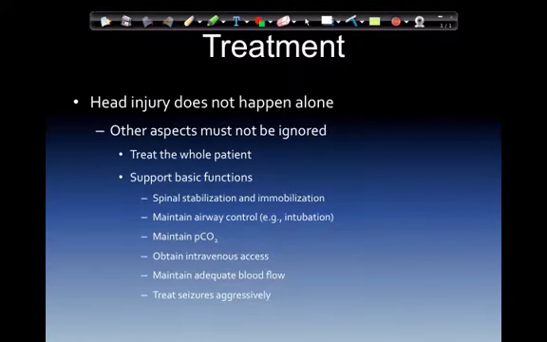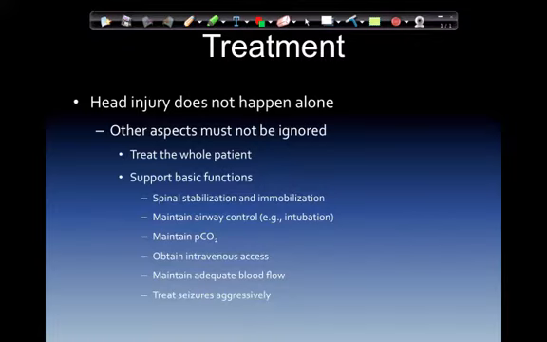Treatment. Head injury does not happen alone. 75% have associated multi-systems trauma. Other aspects must not be ignored, and we must treat the patient as a whole. Support their basic functions, things like spinal stabilization, maintain airway control, always do a risk versus benefit assessment, and intubate if necessary. Maintain their PCO2, 35 to 45 millimeters of mercury in normal ranges. Obtain IV access. Maintain adequate blood flow of the brain. This means that the patient must have at least a MAP, or mean arterial pressure, of 60 millimeters of mercury, or a systolic blood pressure of 90 to 100 millimeters of mercury.